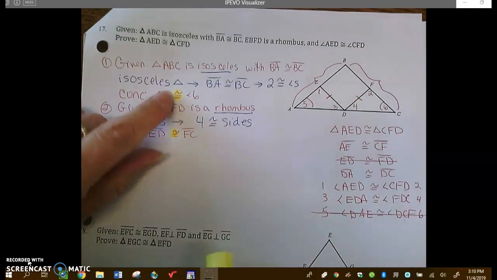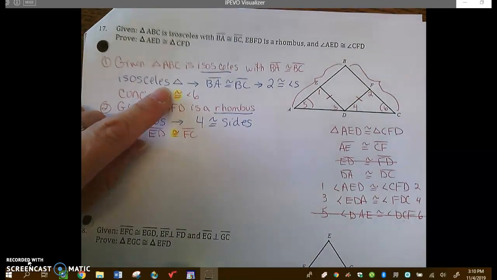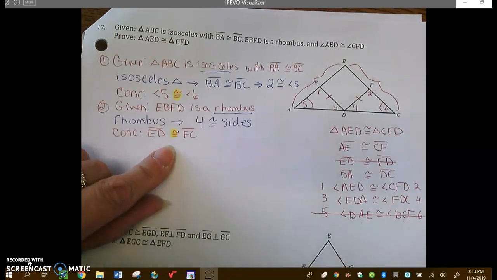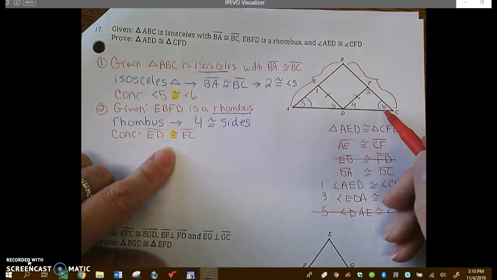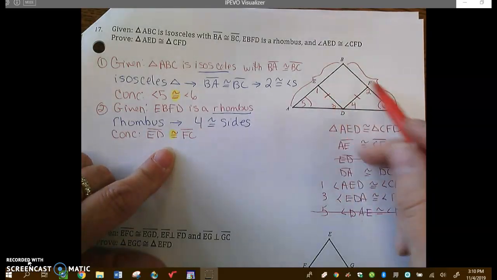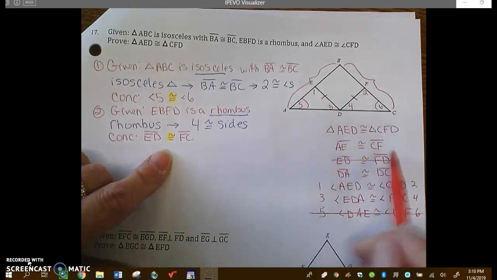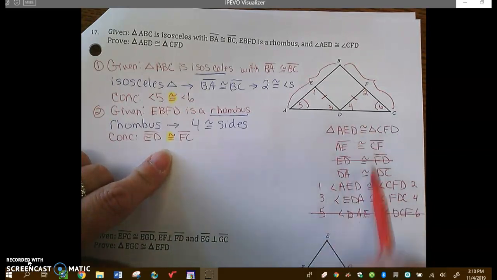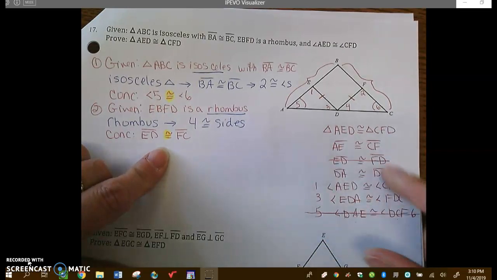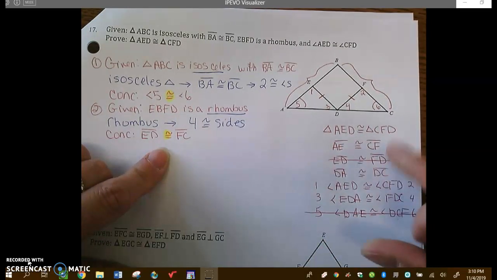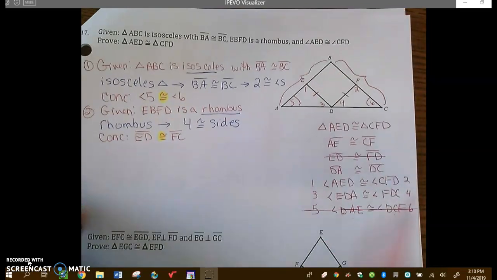Now, do you have to be using different colors? Absolutely not. Do you have to be highlighting? Absolutely not. Do you have to put markings in your picture? Absolutely. You need the markings in the picture. You don't get credit for any of this stuff here. This is just to help you. If you don't do this, that's completely fine. It's just an aid to kind of help you.